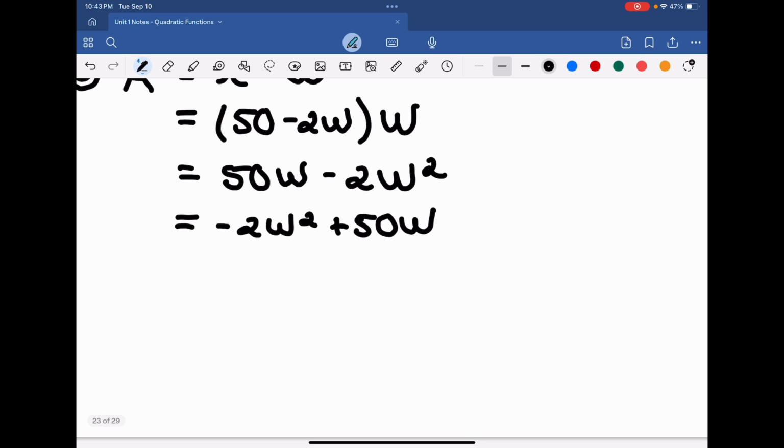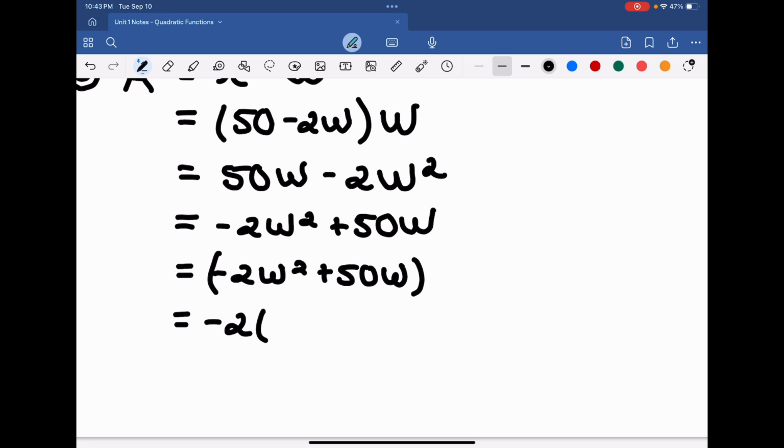Let's continue this. Okay, we're going to group the first 2 terms, negative 2w squared plus 50w. We put it in brackets. Step number 2, we want to make sure we remove the greatest common factor and leave the w squared, or whatever that variable is, alone as its variable. So w squared, 50 divided by negative 2 is negative 25. And this is going to be a w on here.